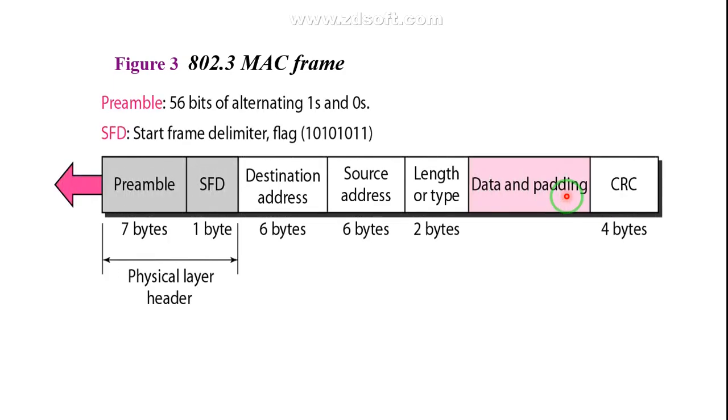And the last field is what? The CRC field, that is cyclic redundancy code. This field contains the error detection information, because if the receiver calculates the CRC and finds that it is not 0, then it is going to discard the frame.